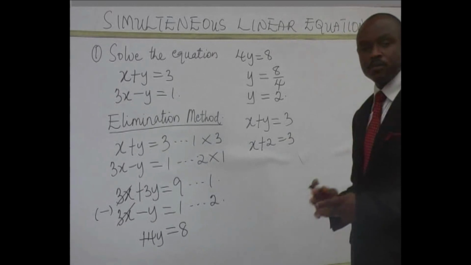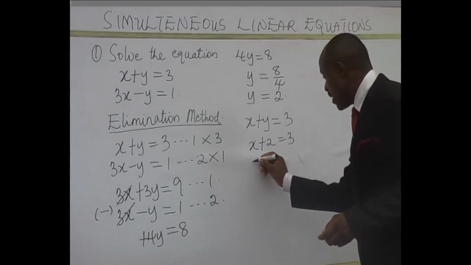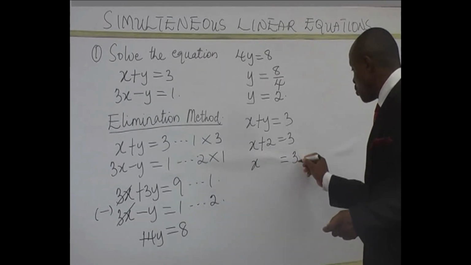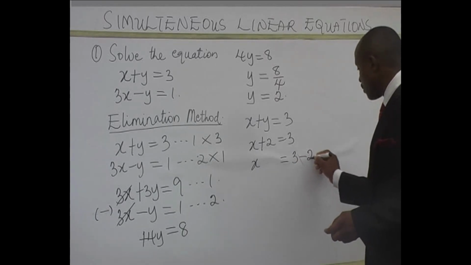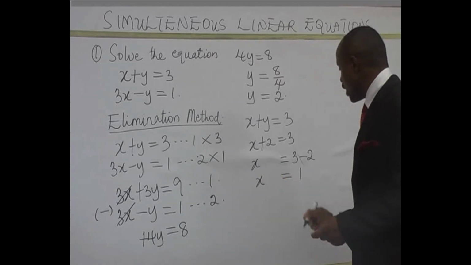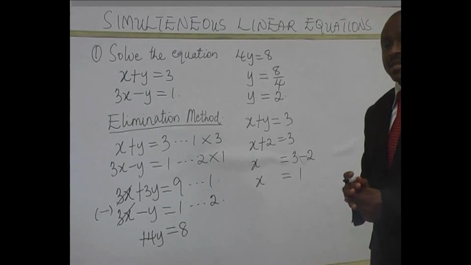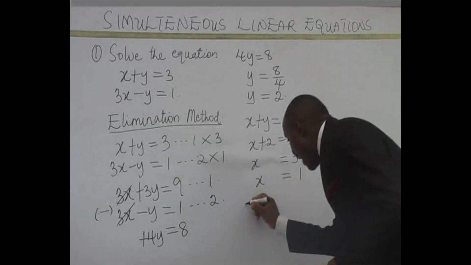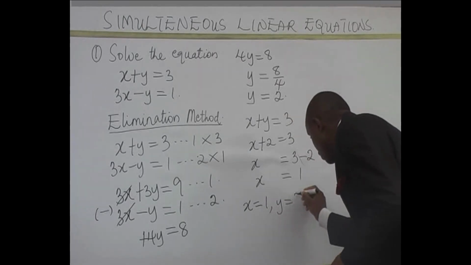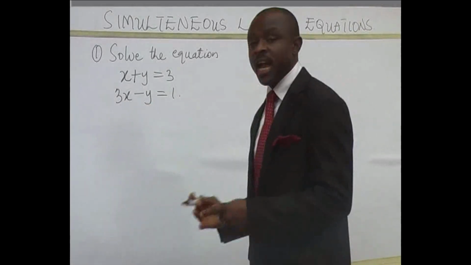Subtract 2 from both sides so as to remove 2 from the left hand side. You'll have x only on the left hand side, and it's going to be 3 minus 2. 3 minus 2 is 1. That means x is equal to 1. So the solution to that equation becomes x is equal to 1 while y is equal to 2. We have solved this equation using the elimination method.